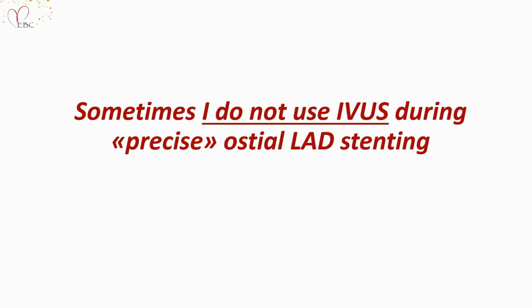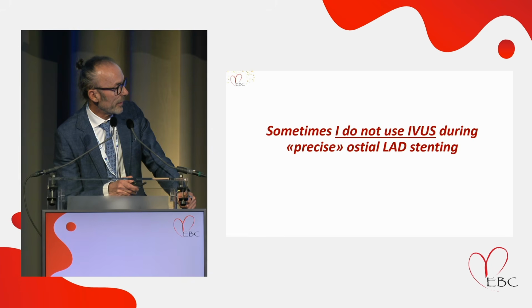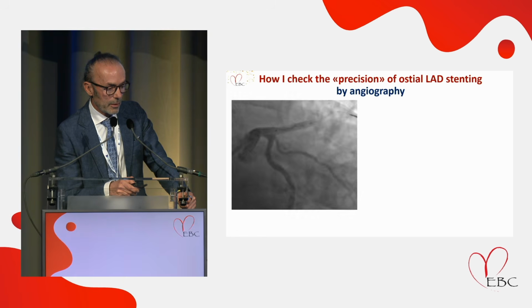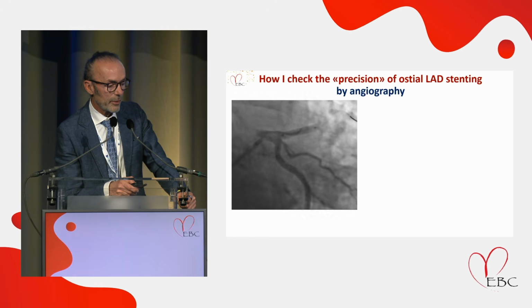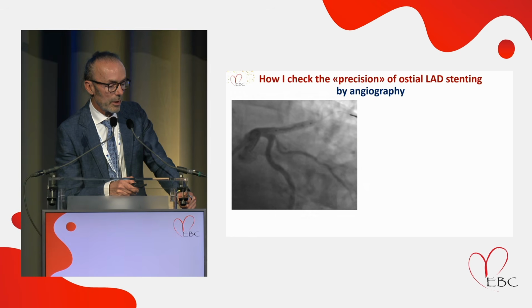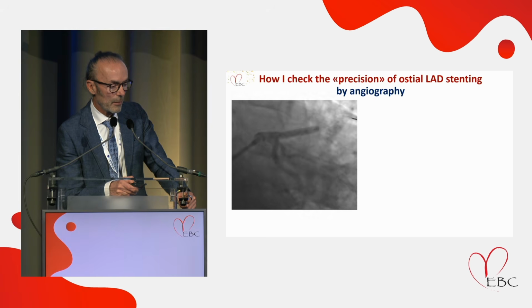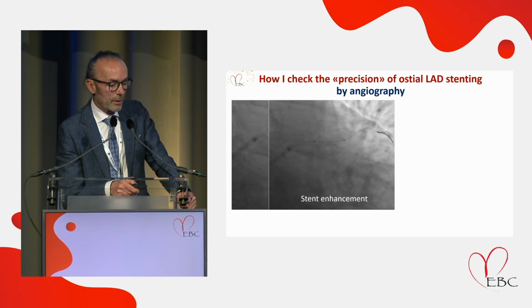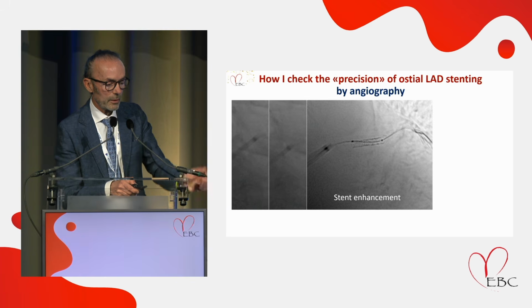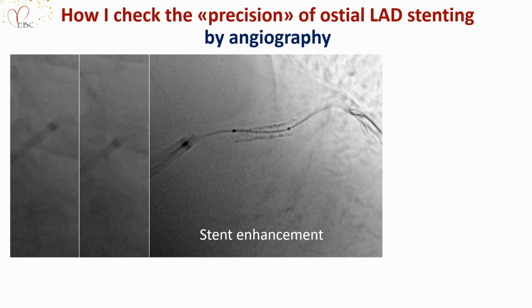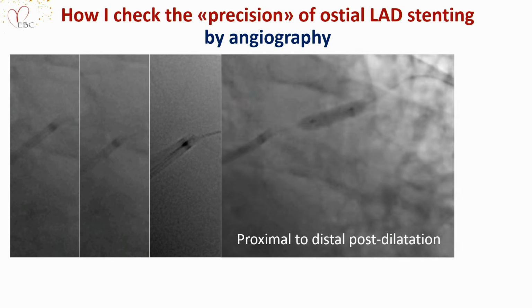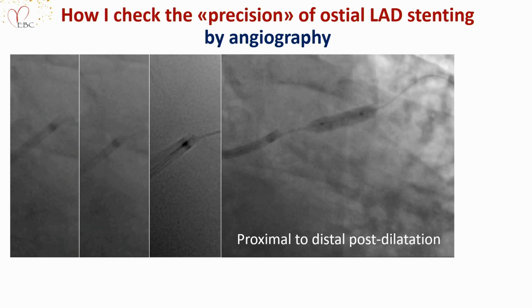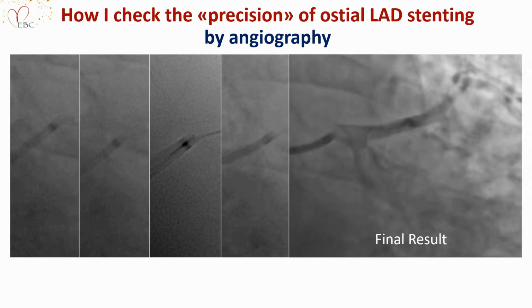I have to admit that sometimes I do not use IVUS to improve precision also in LED stenting. How can you do without IVUS? So you check the precision by injecting during implantation. You see that there is the tail, the marker, so probably there is no protrusion. Then you do stent enhancement, the first stent enhancement. I didn't do the superimposition of the two, so you can see there is some flow in the circ. Then you do the post-dilatation with a bigger balloon, proximal to distal, not to elongate the stent. And then you recheck, and this is the final result.